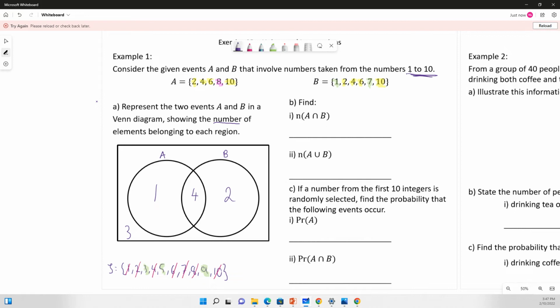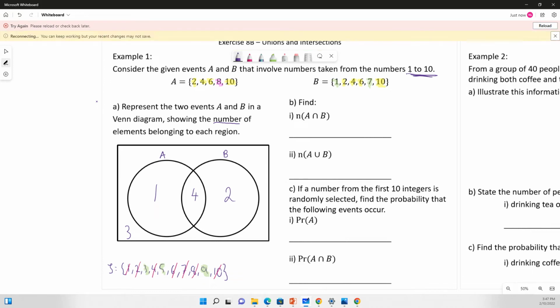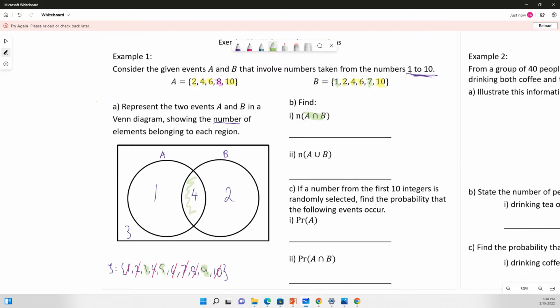The number, remember, n means number, not probability. So the number of elements that are in A intersect B. So that means A and B. So you can see the intersection for this question here, the intersection of A and B, that's this little center bit here. So the number of elements in there is 4.